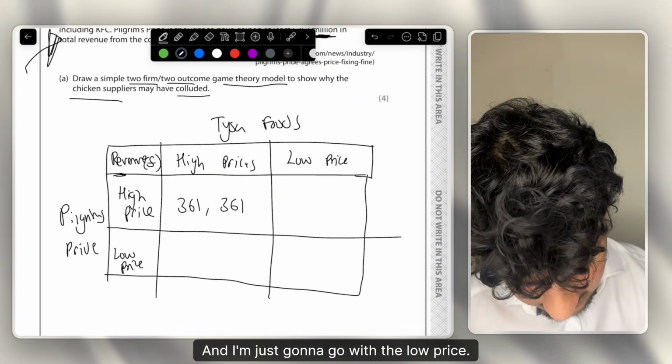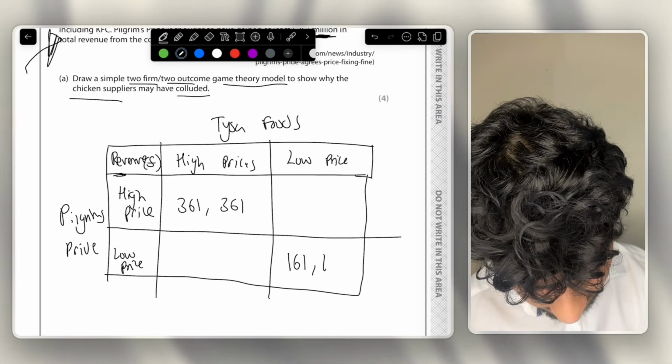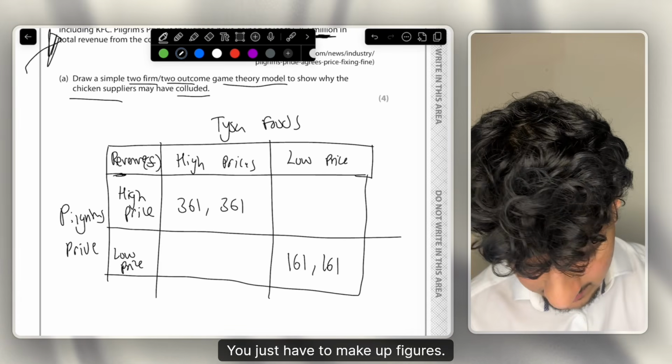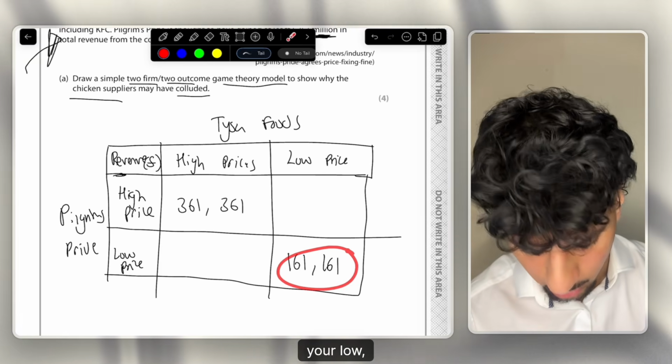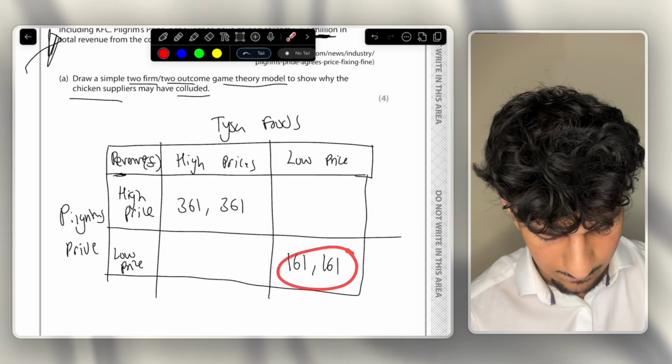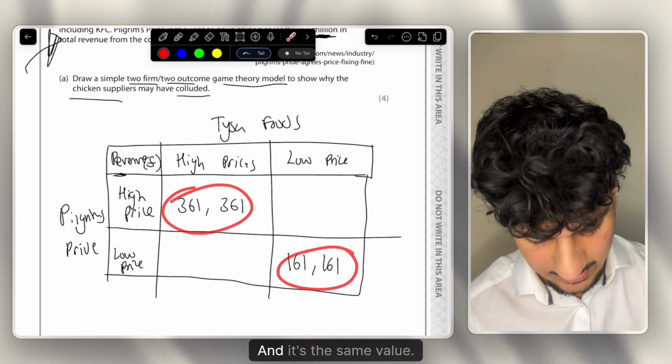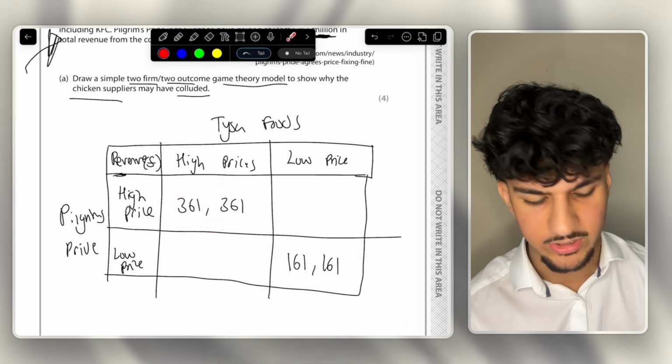And I'm just going to go with the low price. Obviously this is the Nash equilibrium. For this question you just have to make up figures. As long as your low price is lower than your high price, and it's the same value for both firms, that's all you're going to need for the mark. Now let's fill in this box.